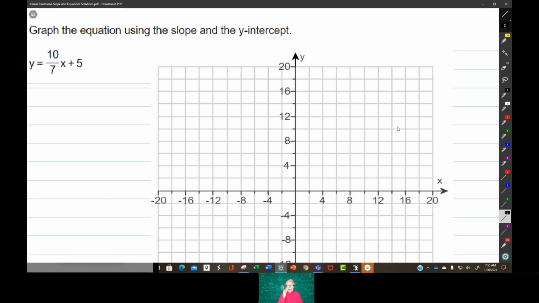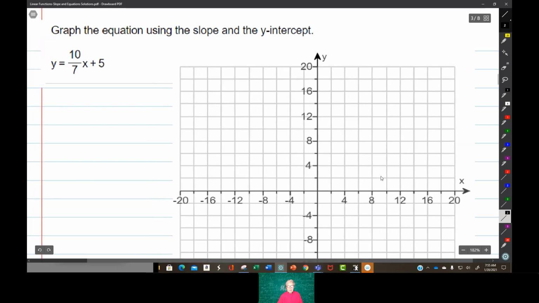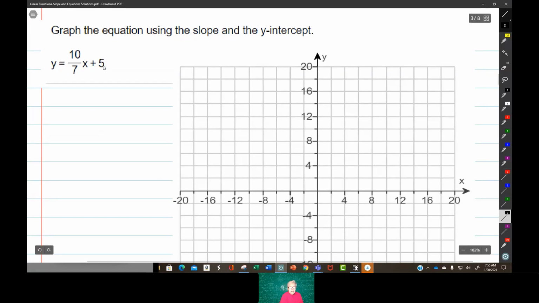This method is easier for graphing when you have a line in slope-intercept form, which is what this is. The y-intercept is 5. Let's see, this is 2. I better do this first.